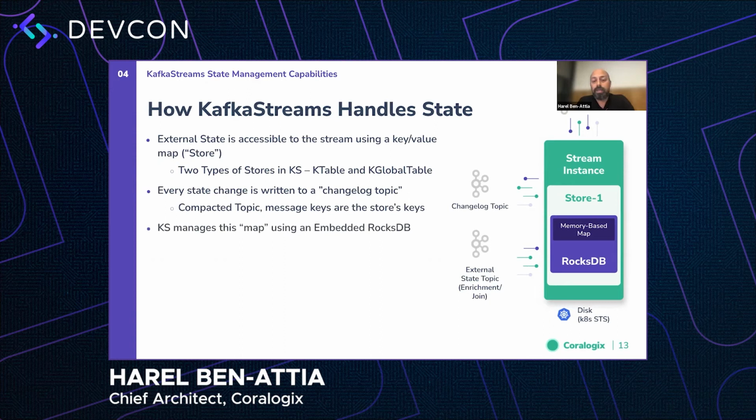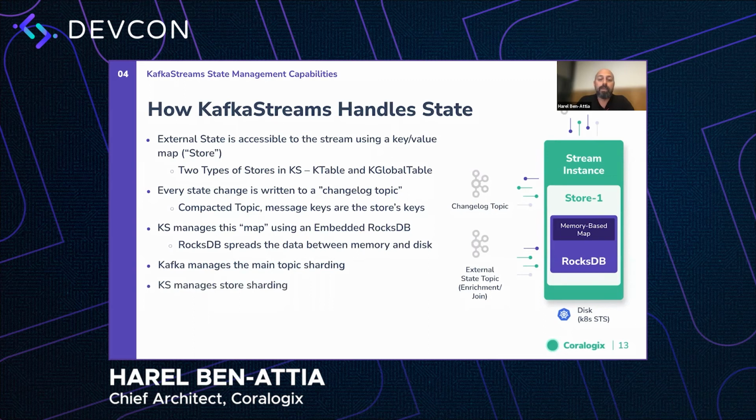Behind the scenes, Kafka Streams manages this map through an embedded RocksDB instance. RocksDB automatically manages the state in both internal memory and on disk files. This split between the memory and the disk is used both for recovery, as we'll see in a moment, and also in order to allow holding a state which is larger than the available physical memory. Kafka itself is responsible for managing the sharding of the main traffic topic, as in any other standard Kafka-based service. And Kafka Streams itself knows how to manage the store sharding in a way that matches the sharding of the main traffic topic, so access to the store will be efficient.